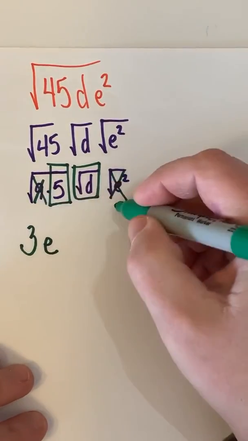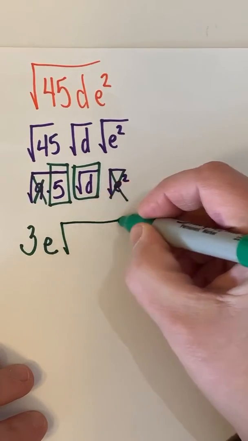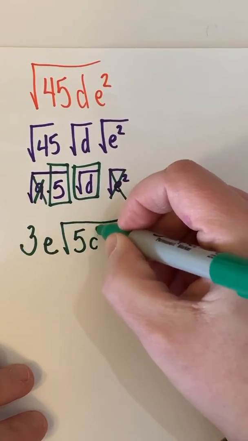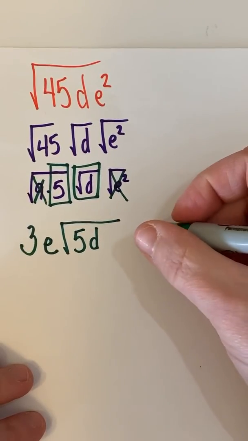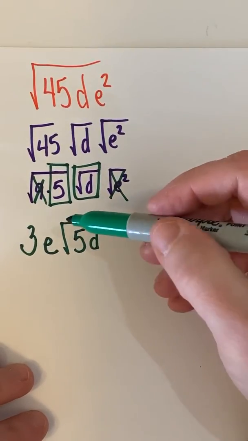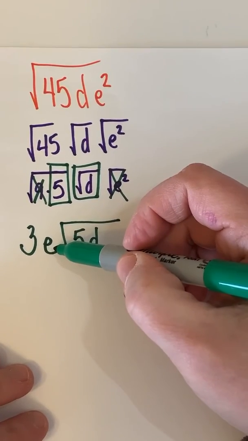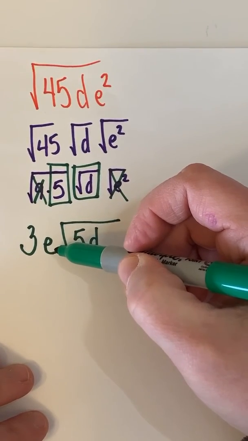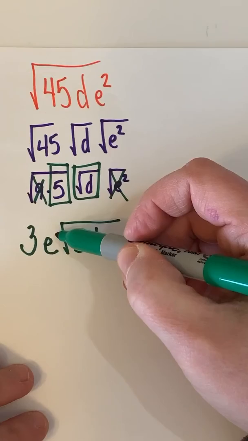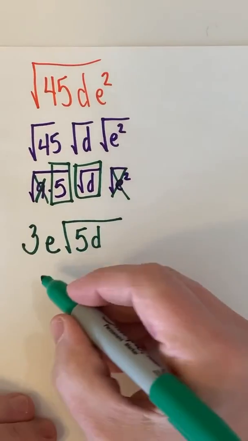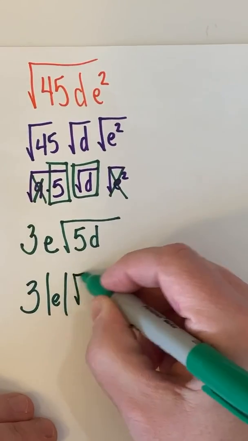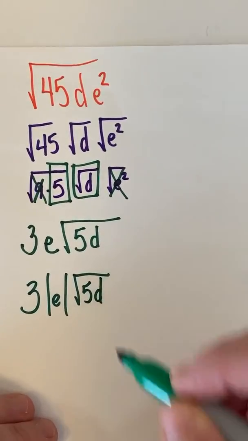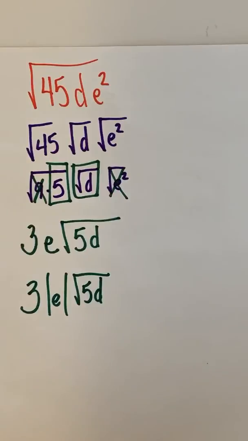So now we've taken our perfect squares out, and we're going to draw a radical and keep inside what cannot be simplified by removing any more perfect squares. We're almost finished. Don't forget, if you have a letter on the outside that has an odd exponent, it needs absolute values. So this is actually 3 times the absolute value of e times the square root of 5d.